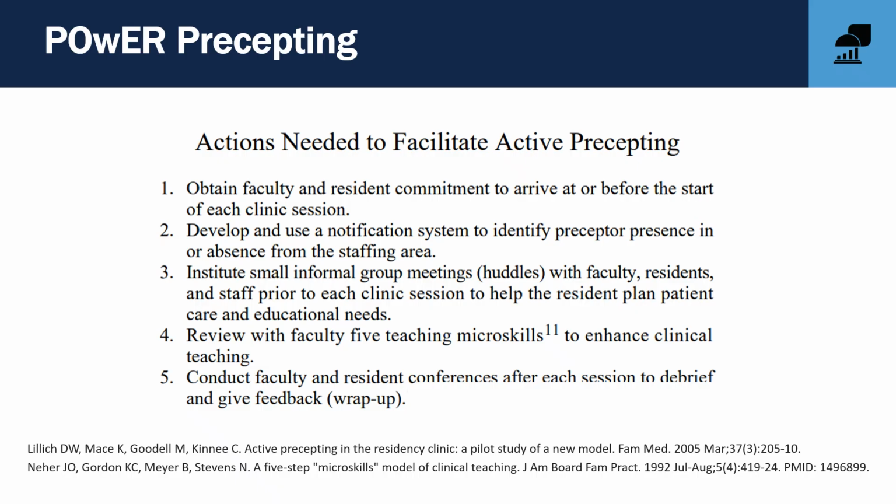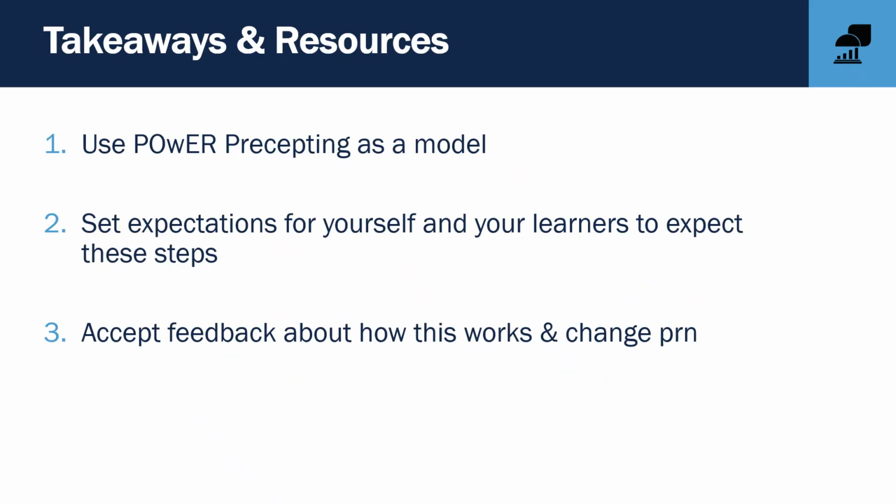So make sure that those are things that if they're not happening at your program, you're thinking about, making sure you're doing your part, and then talking with specific learners if there is a problem with individuals, or with the program overall if there's something that is consistently not happening as a culture of your program.